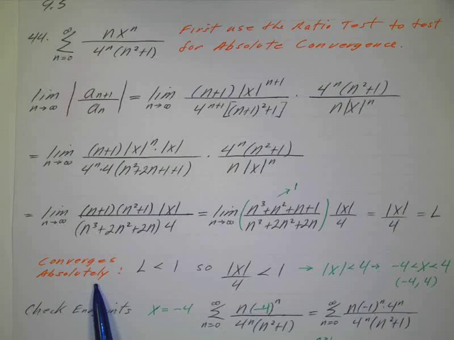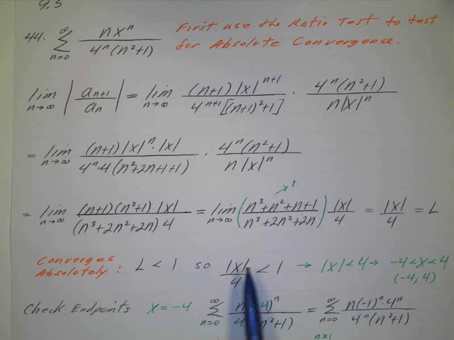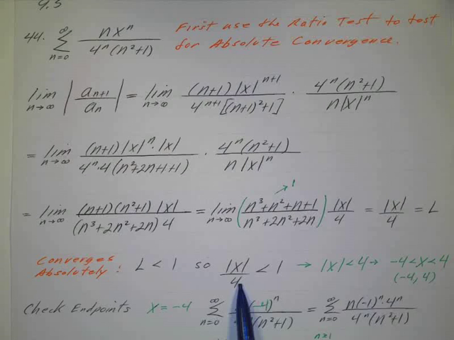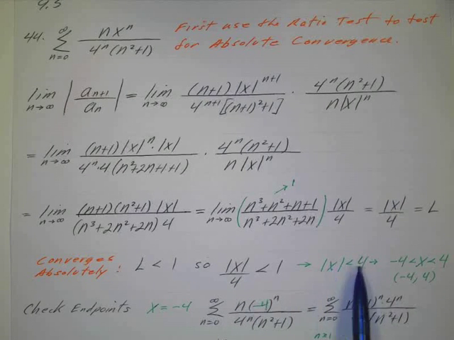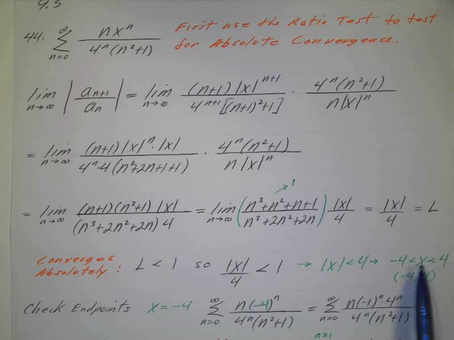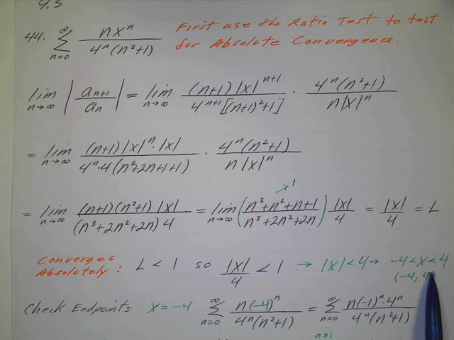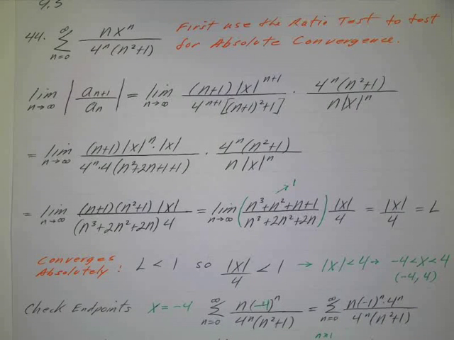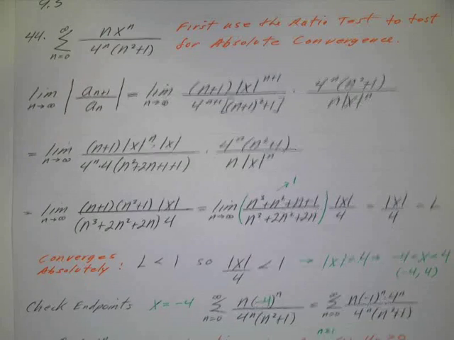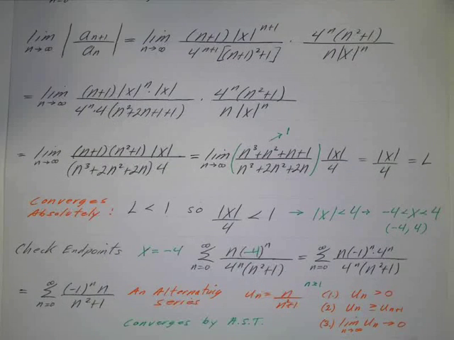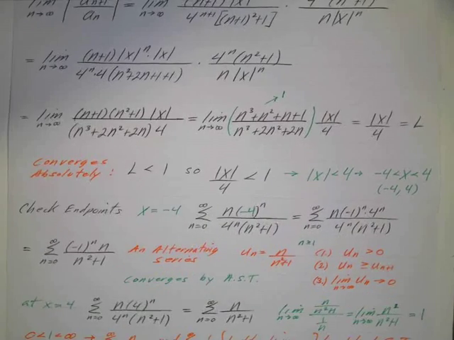Now this converges absolutely, which means it also converges, when L is less than 1. So the absolute value of x over 4 is less than 1. That implies that the absolute value of x is less than 4. That's my radius of convergence, and x is between -4 and 4. So this is my interval of absolute convergence so far. It's also a possible interval of convergence, but I do have to check the endpoints.